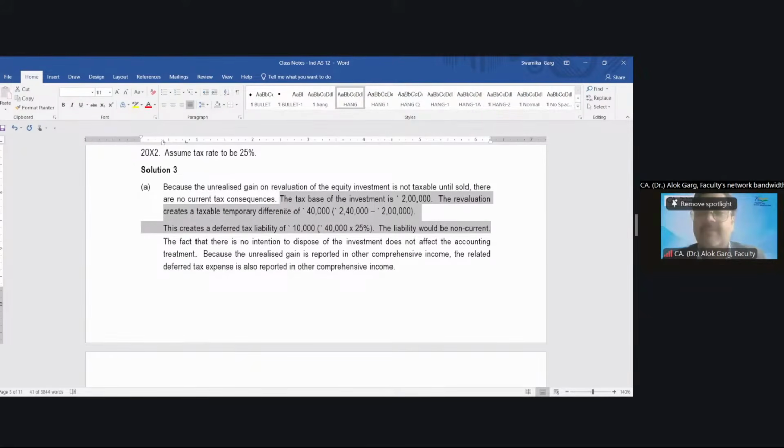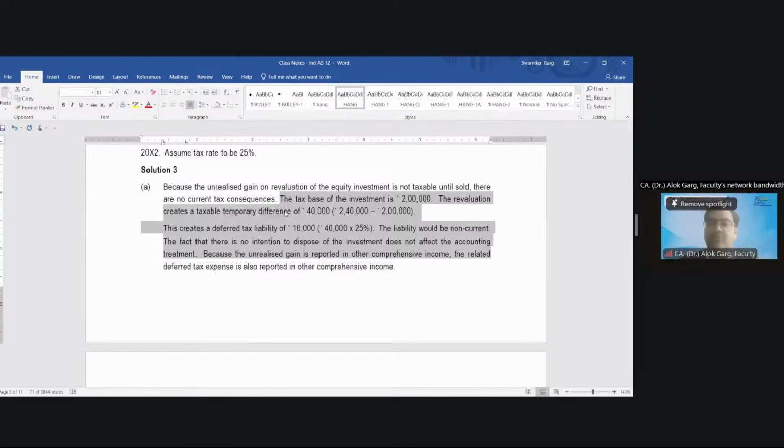The fact that there is no intention to dispose of the investment does not affect the accounting treatment, because the unrealized gain is reported in OCI. The related deferred tax will also be reported in the OCI. Clear? Shall I go to question number 2?